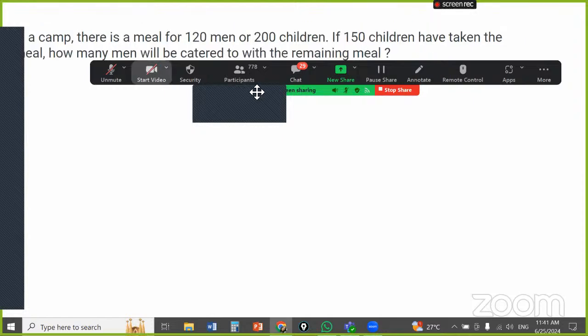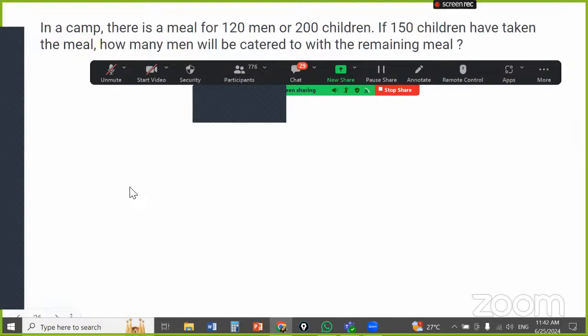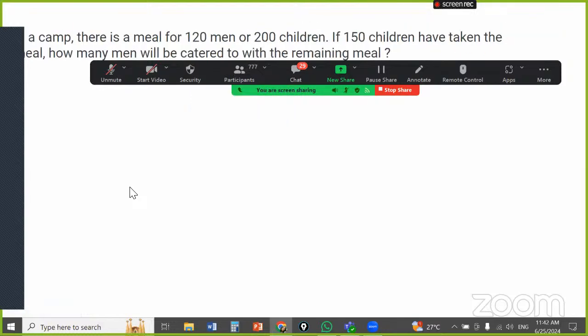This is also again a simple thing, but a little bit different. So there is a camp, in a camp, there is a meal for 120 men. I think we have the same question. Okay, yeah, the question is the same. Okay, leave it.